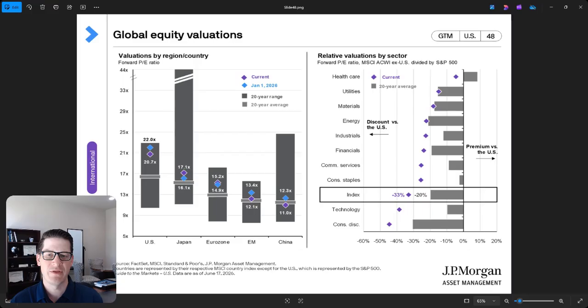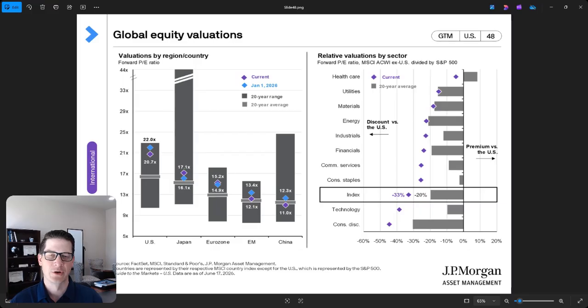When we compare that to the other countries or zones, the next bar over is Japan. Japan is currently at 17.1. They started the year at 16.1, but both diamonds are above its 20-year average. The Eurozone was at 14.9, now it's at 15.2, so getting just a tad bit more expensive, but again, higher than its 20-year average.